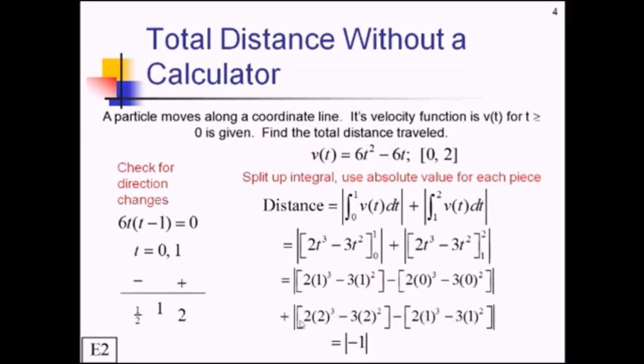Over here we've got 16 minus 12, so that's 4, minus negative 1, so that's a total of 5, and we're adding the absolute value of 5 then to the absolute value of negative 1. So this ends up coming out to 1 plus 5, which is going to be 6. So you were pretty close. You just had the wrong sign on that first distance there.